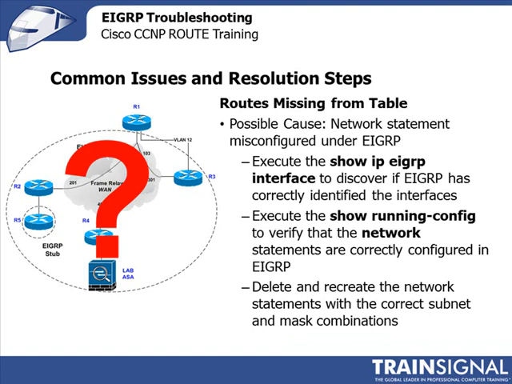Another cause has to do with network statements being misconfigured under EIGRP. It could be that numbers have been transposed, or the wrong subnet was put in place, or the wildcard mask may be incorrect. But execute the show ip eigrp interface command to discover if the EIGRP interfaces have been identified correctly. Alternatively, you can do show running-config and look at the network commands to make sure they're working correctly.